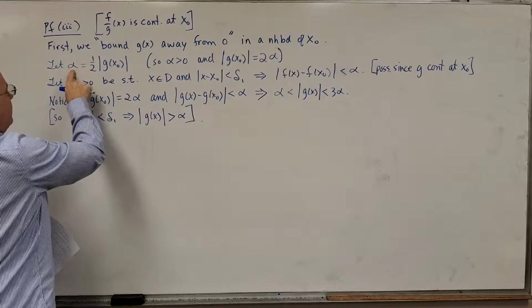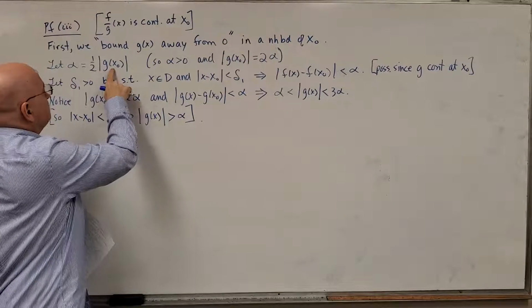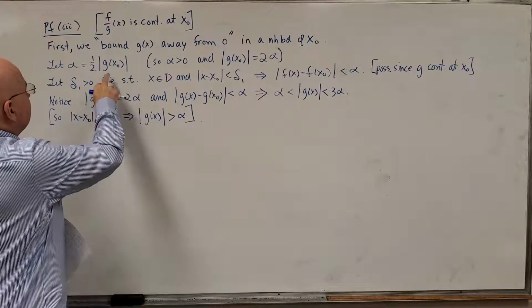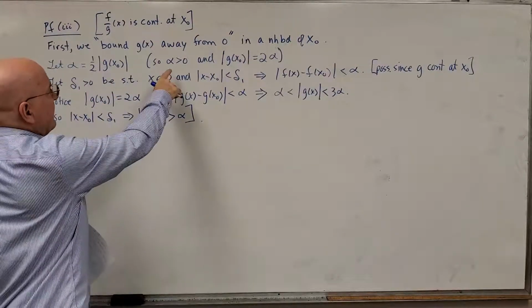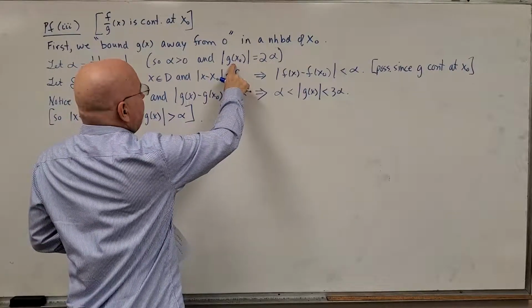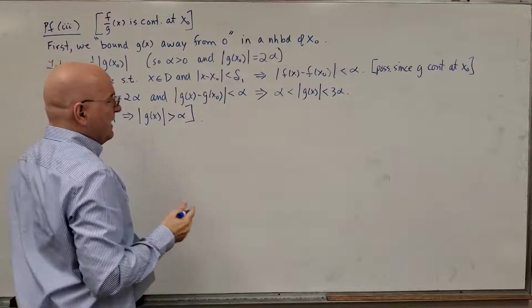Well, let alpha be 1/2 of the distance from the x-axis to g of x naught, just the midpoint between the x-axis and g of x naught. And then we'll make it the absolute value, so it's positive. So alpha is positive, and notice that with simple algebra, the absolute value of g of x naught is equal to 2 alpha.